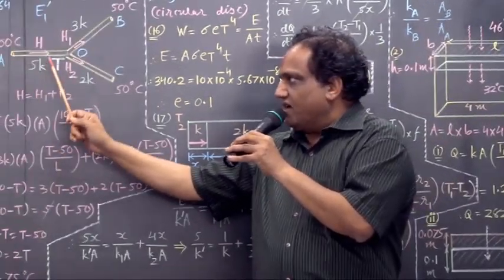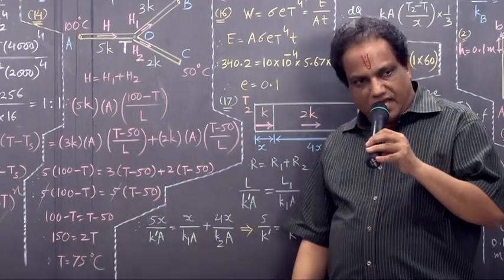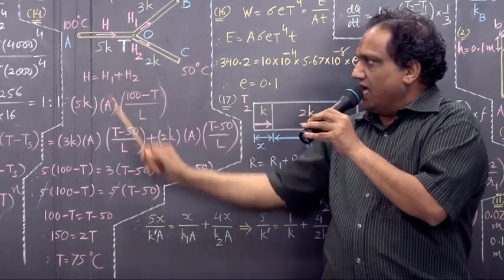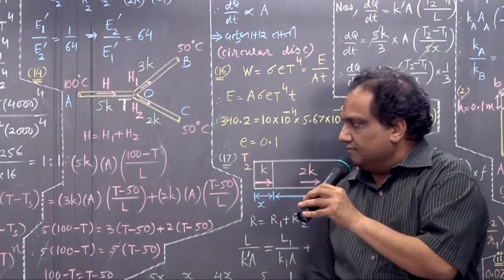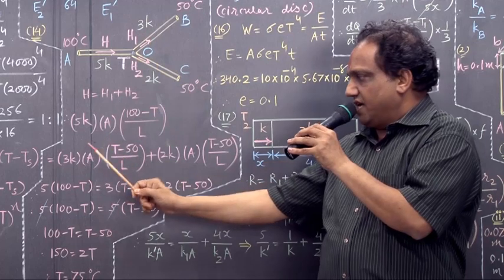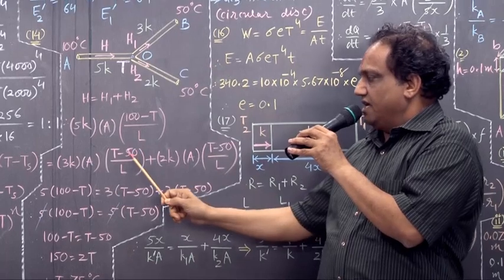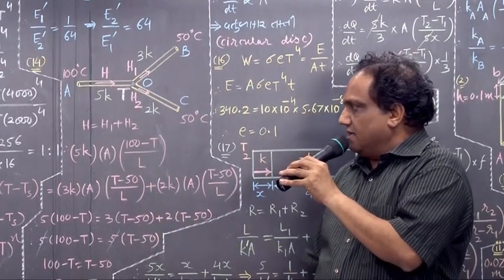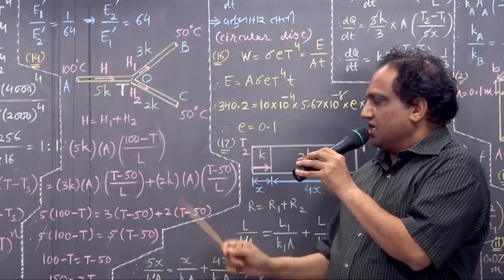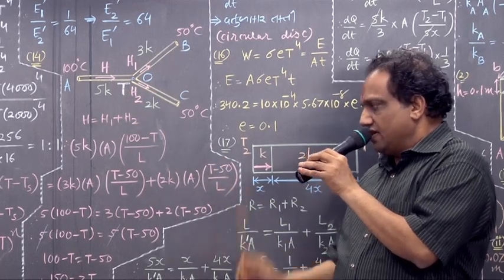Thermal conductivity for the first conductor, 5K. Cross section area A. Temperature difference 100 minus T, upon length. Length I am taking as capital L. And now H1 for this one: thermal conductivity is 3K, cross section area is A, temperature difference is T minus 50, upon length L. For H2: thermal conductivity is 2K, cross section area is A, temperature difference is T minus 50, upon length L.